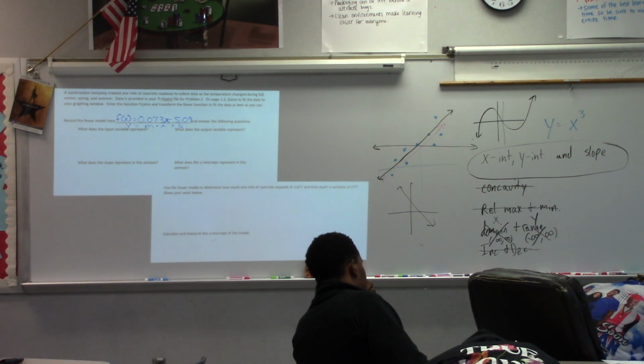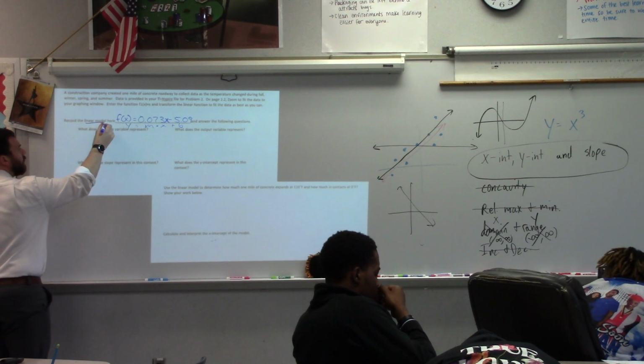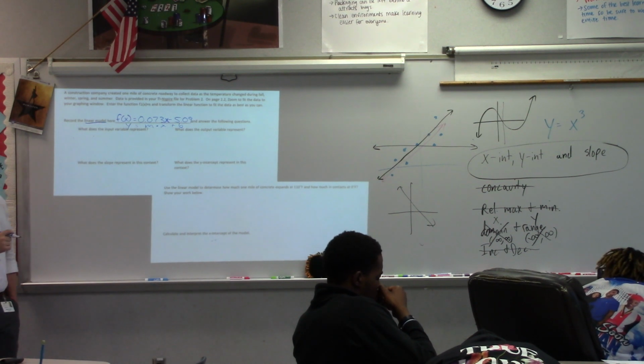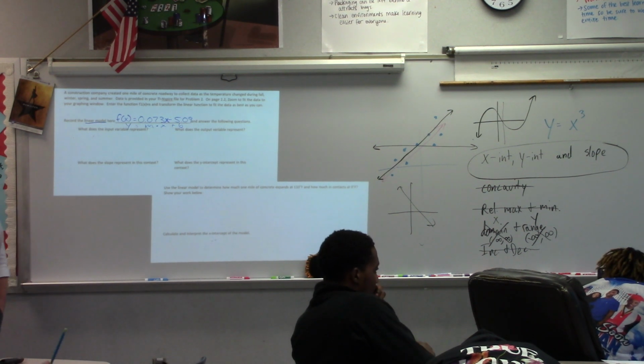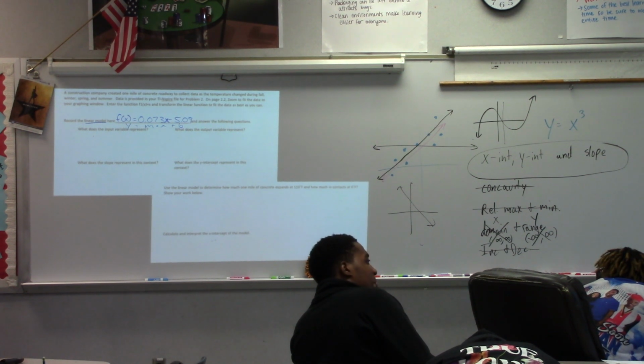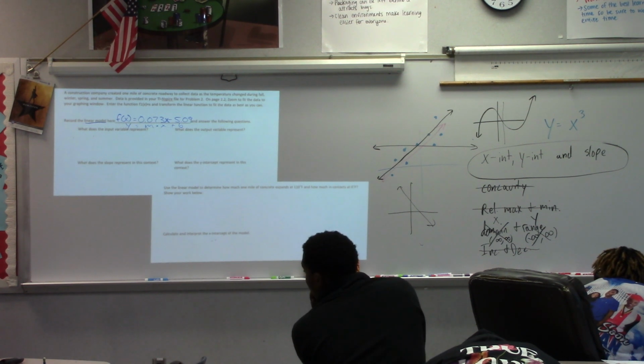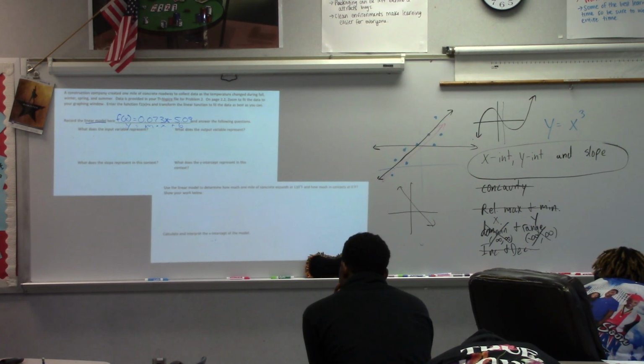Now, I want to talk about two things here before we move to the rest of this. First off, why are we calling this a linear model? Okay, but why not just call it a linear function then? Break it down. Linear, what does that mean? It's a line. Model, what does that mean?